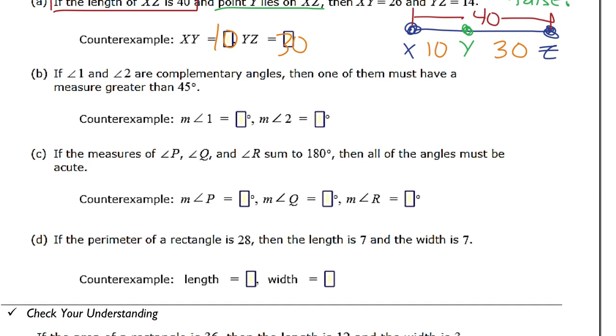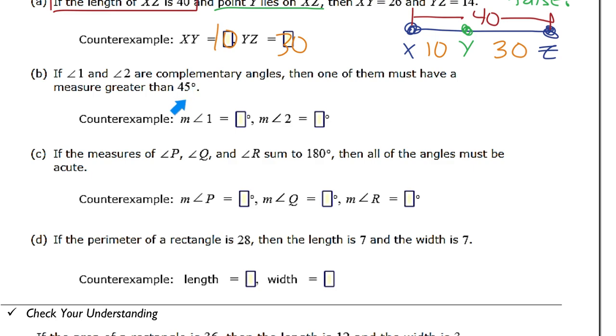3 more to be in fact, and then I would like you to try some on your own, and then we'll be done for the day. So if we know angles 1 and 2 are complementary angles, meaning angle 1 plus angle 2 add up to 90 degrees. That word, remember from our vocab quiz, complementary, two angles that add to 90. Then one of them must have a measure greater than 45 degrees.